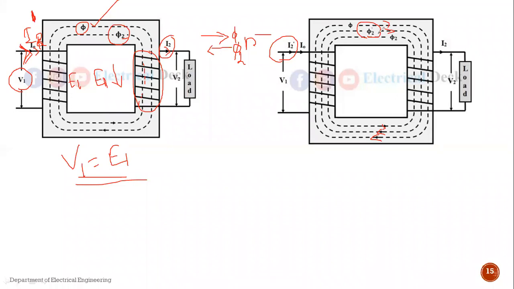Okay. See, now when the flux phi2 is set up in the core, and it is in the same direction as the primary flux phi. That means phi ची direction जी असेल तीच direction phi2 dash ची असेल, and this flux phi2 dash is set up due to the current I2. Okay, I2 current मुळे हा phi2 dash सेटअप होतो.